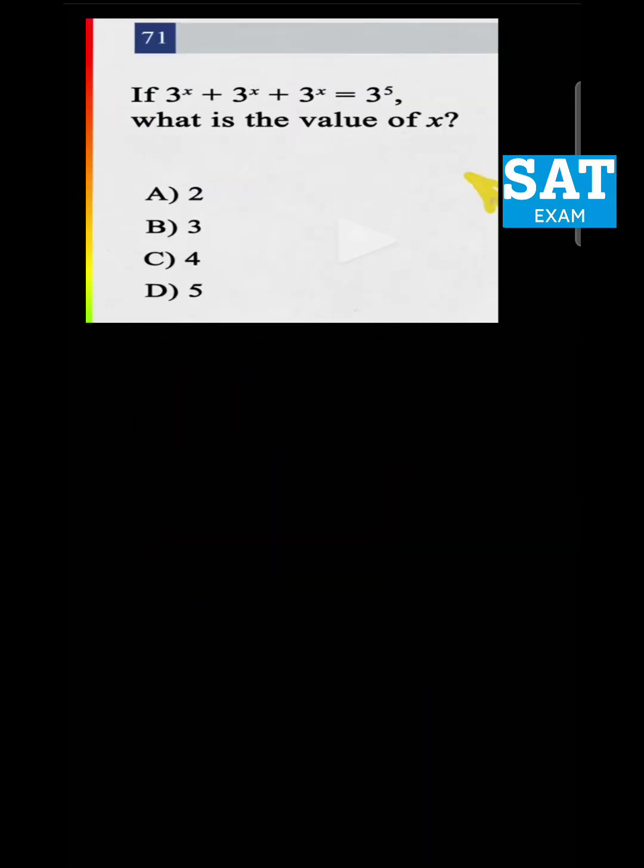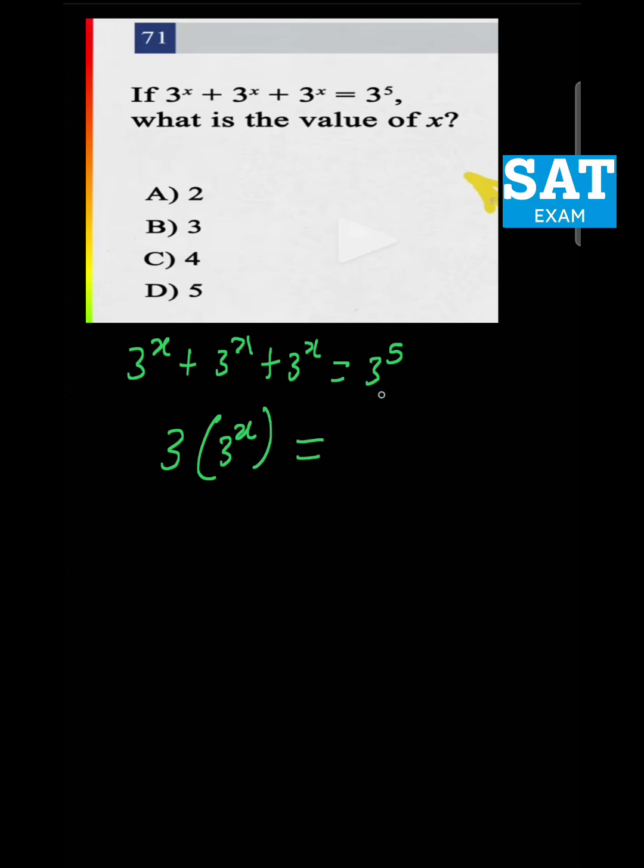If 3 raised to the power of x plus 3 to the power of x plus 3 to the power of x is equal to 3 to the power of 5, what is the value of x? So the given equation is 3 to the power of x plus 3 to the power of x plus 3 raised to the power of x equal to 3 raised to the power of 5. So if you observe the left hand side of this equation, we are adding the same thing 3 times. So this is going to be 3 of 3 raised to the power of x, which is equal to 3 raised to the power of 5, meaning 3 multiplied by 3 multiplied by 3 multiplied by 3 in 5 places.